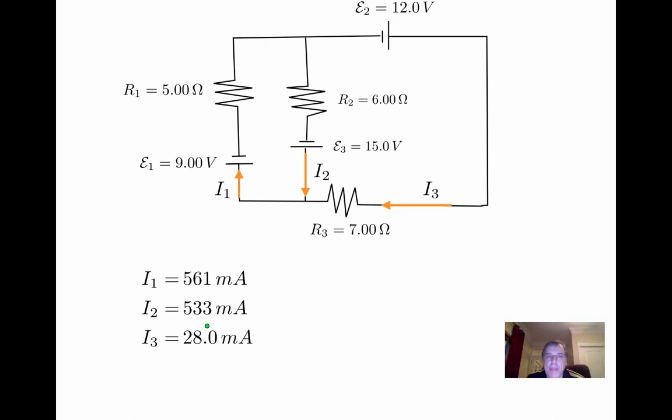Okay, and so this is how we apply Kirchhoff's laws to solving circuits. We'll practice that in class soon.